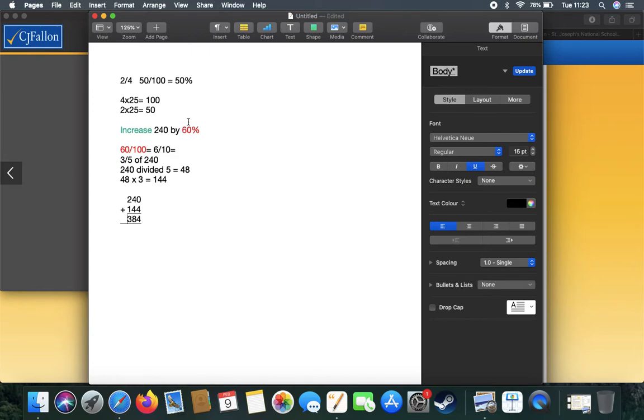So I changed this to a fraction and I worked it down to 3/5. I found 3/5 of 240 by dividing by the bottom and multiplying by the top. Divided by the bottom to get 48 and multiply that by 3, I got this amount. That's not my final answer.